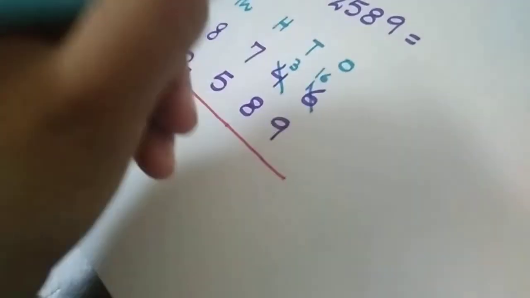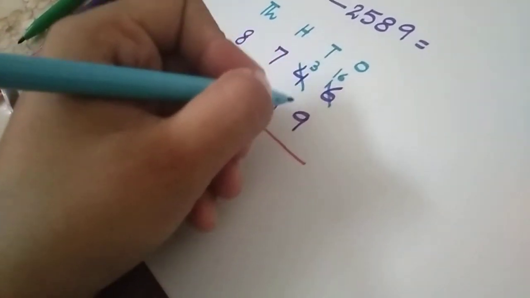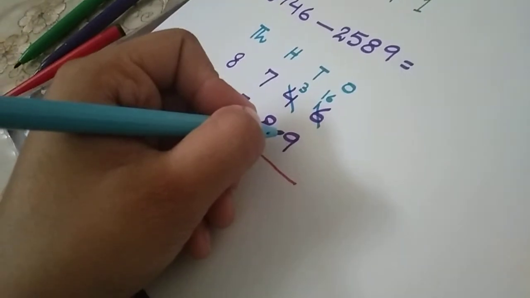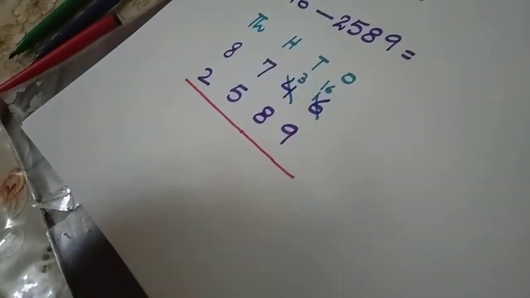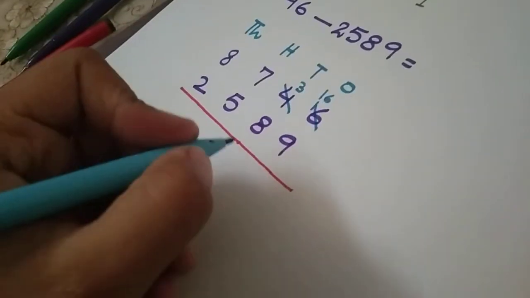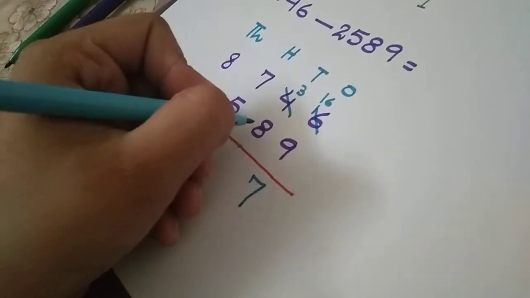Okay. So now you can write like this that it will be 16 now, right? So what will be the answer if we subtract 16 minus 9? In the same way, we will count till 9, 10, 11, 12, 13, 14, 15, 16. So what will be our answer? It will be 7. Now 3 minus 8.